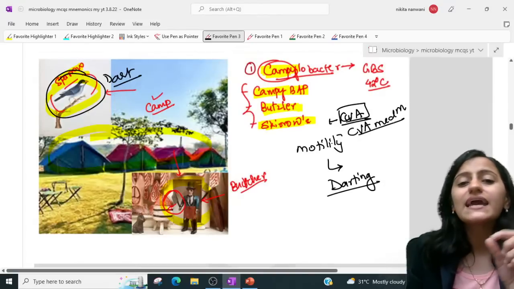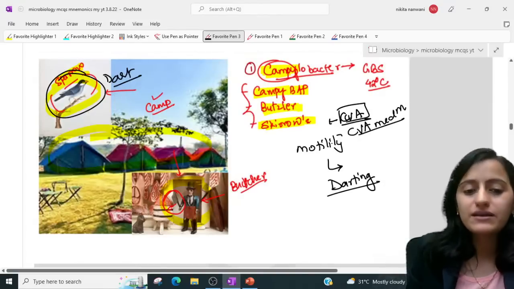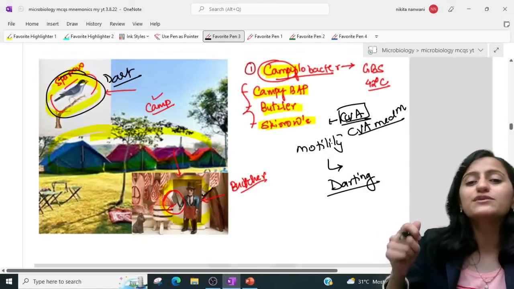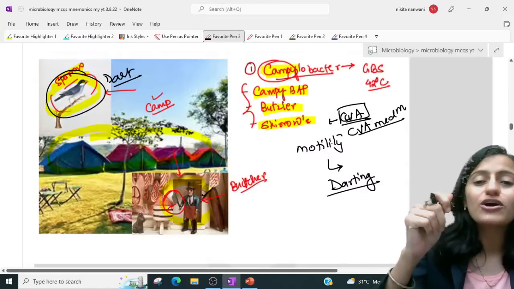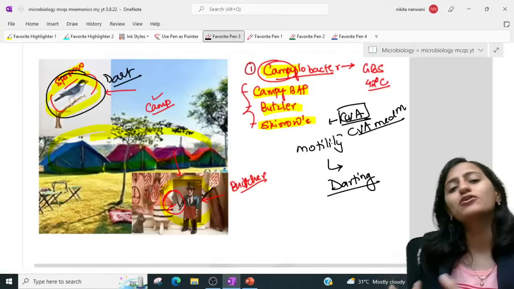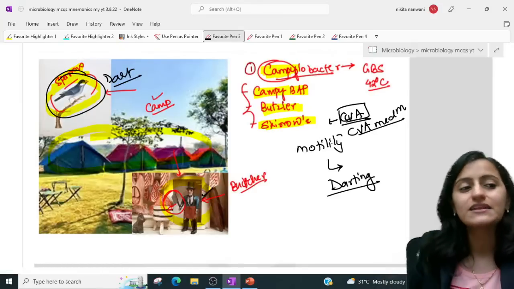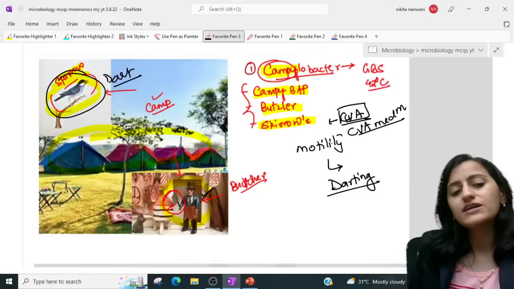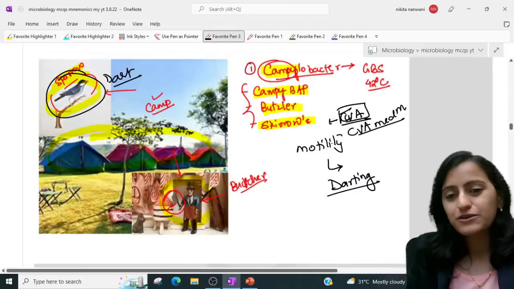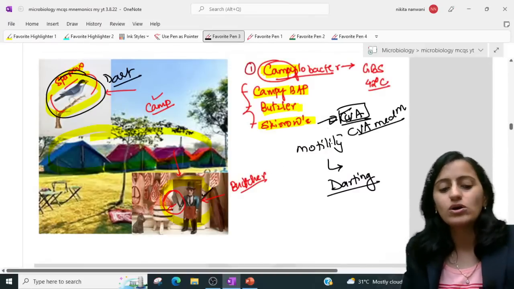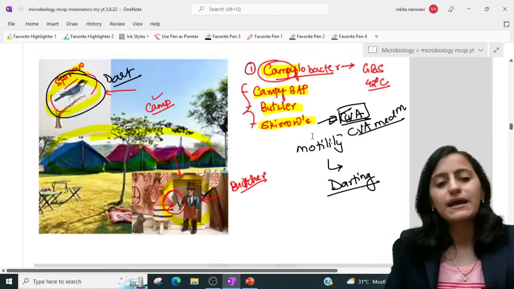What is the CVA medium? Basically, you can remember this as when this butcher was going to kill or hunt for the sparrow, he suddenly got a CVA attack, a cerebrovascular accident. So he got a CVA attack and he could not hunt for the sparrow. So all these are the media for Campylobacter.